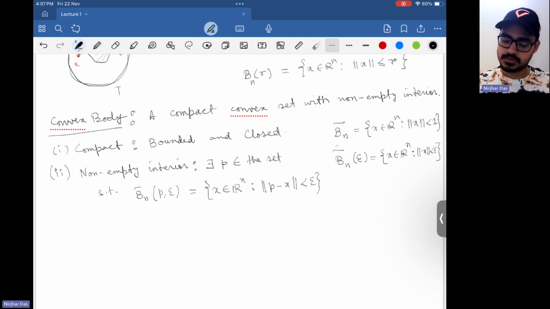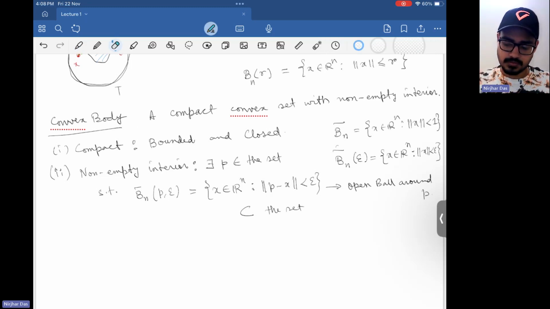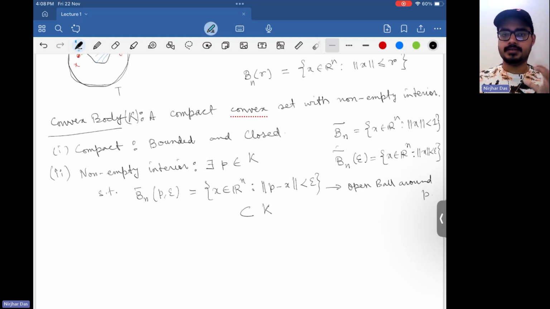And then note that the inequality is strict, right? This is a strict inequality. So we'll call this an open ball around P, or centered at P. So we need that this open ball is wholly contained inside the set. So call this convex body K, right? Then you have that there exists a point in K such that the open ball around this point is completely inside K.